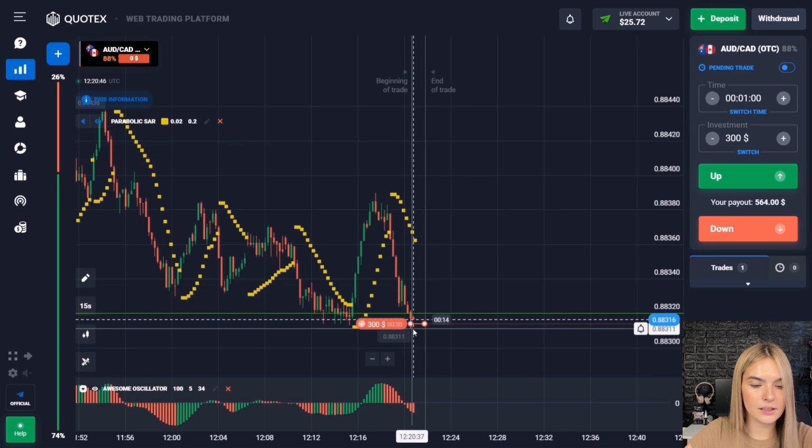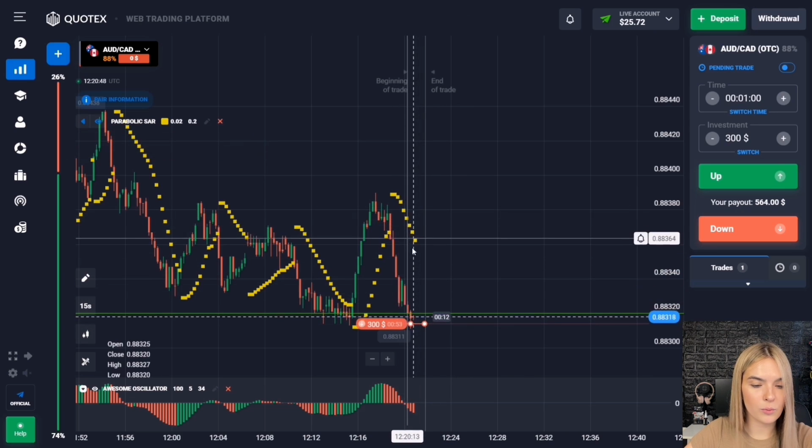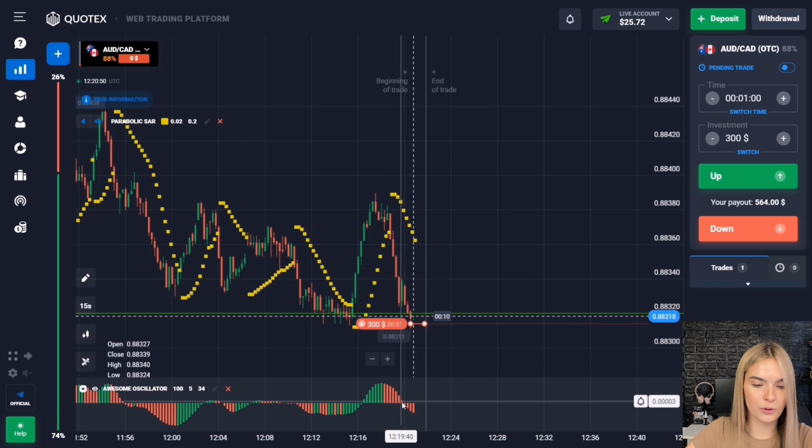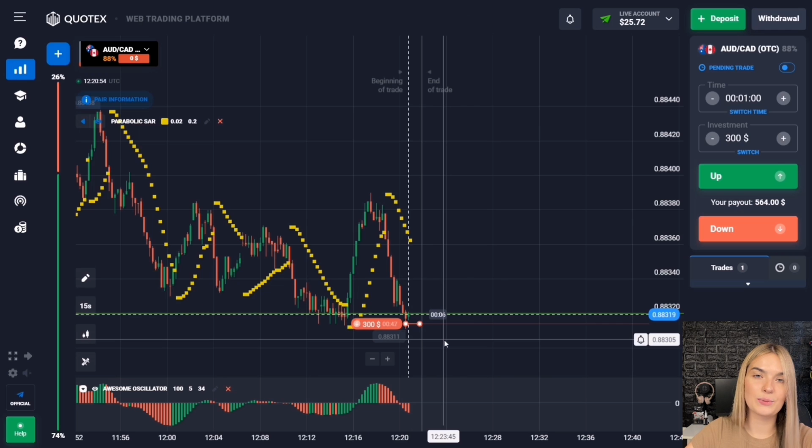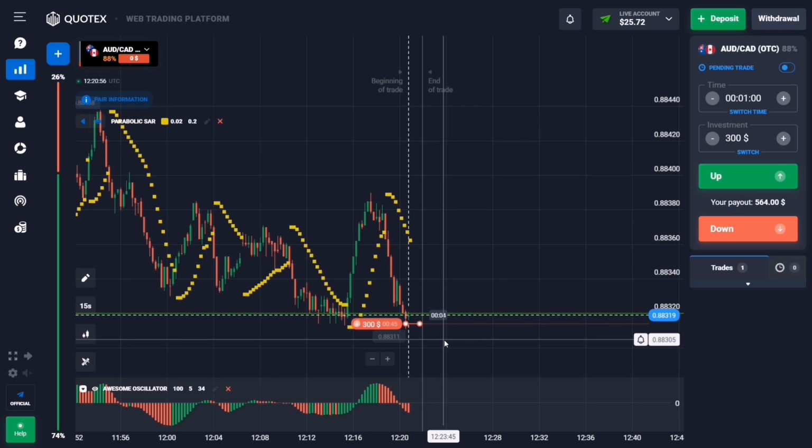Also, our indicators tell us that the volumes are growing downwards. In the near future the price will fall. I think in this situation 1 minute will be quite enough for us. So guys, let's wait for the end of our deal.